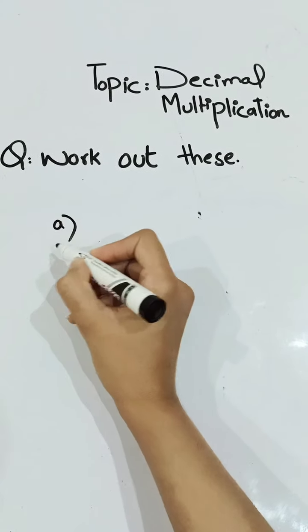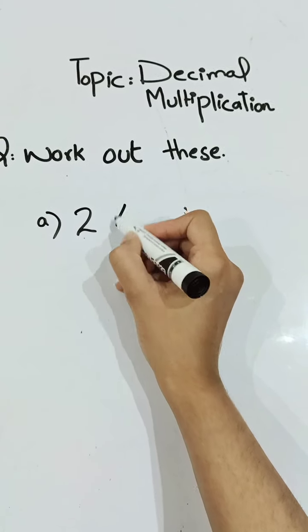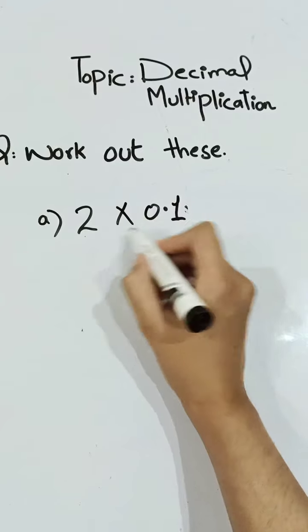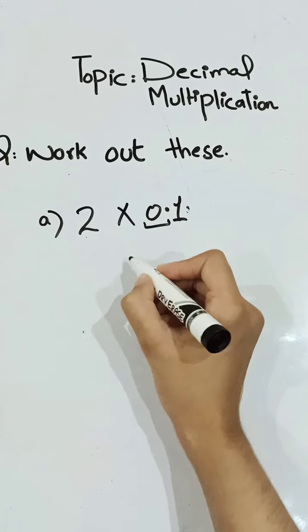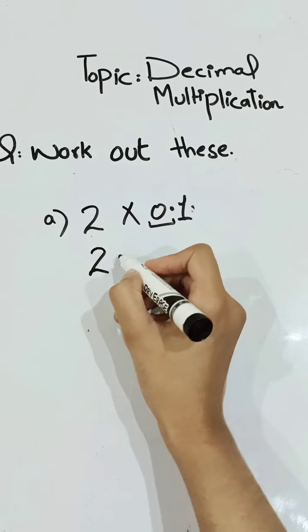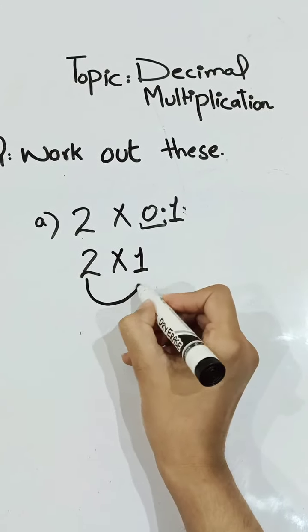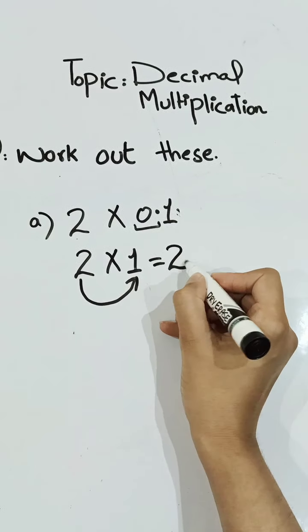So let's start with part A. It is 2, a whole number, that will multiply with the decimal number 0.1. For decimal multiplication, you will ignore the decimal first and you will write the value 2 multiplied by 1. So 2 multiplied by 1 will be 2.